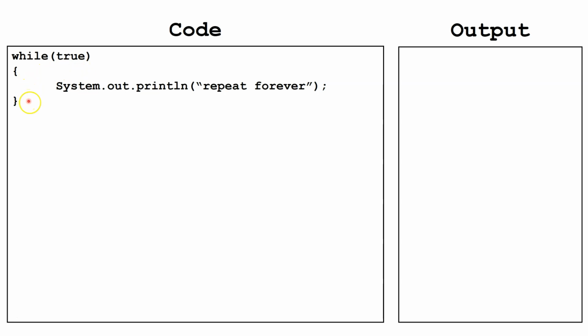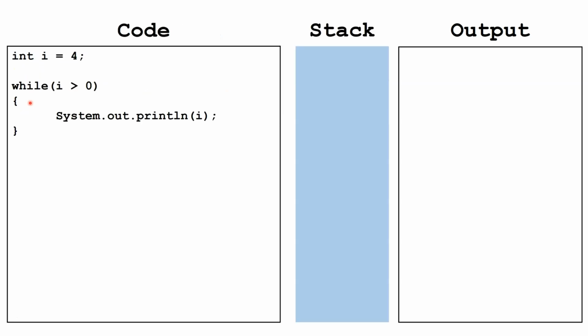Now let's look at a slightly more complex while loop. This one says while i is greater than 0. We see i is initialized to 4, so it will run, execute the code in the body, go back up to the top, and evaluate to true again. Because the value of i is never changed inside the body of the loop, this loop will also run forever.